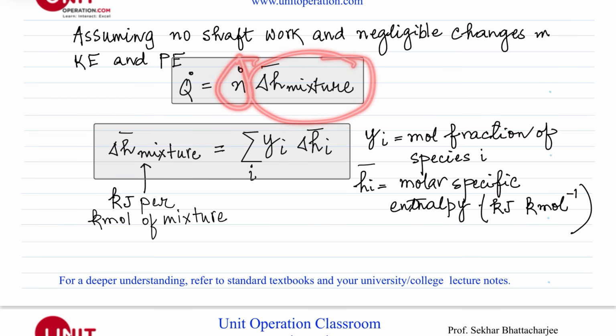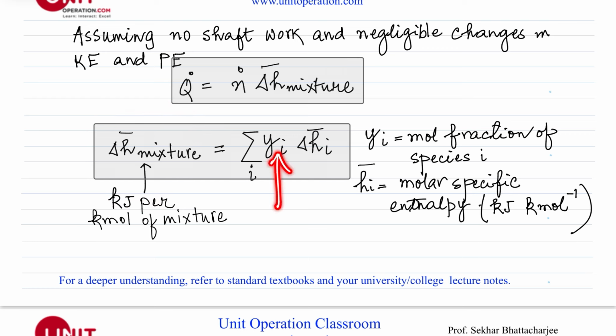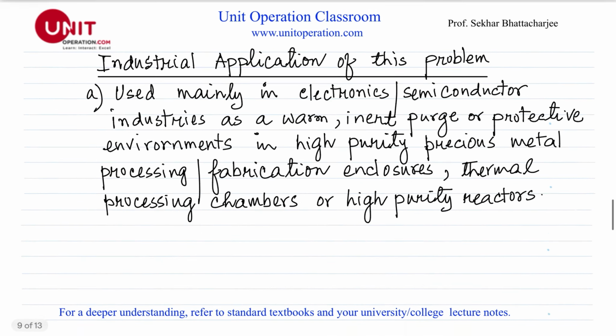And the change in enthalpy of the mixture is, of course, here, instead of the mass fraction or weight fraction, we use the mole fraction. And here, this is expressed in terms of kilojoule per kilomole, whereas in our problem, we have used kilojoule per kilogram. So this is the change in enthalpy.